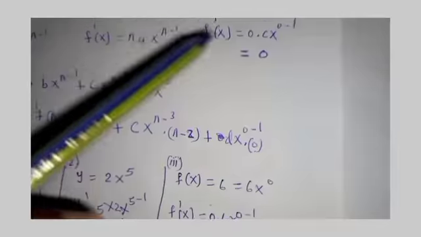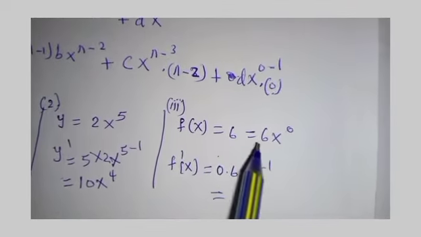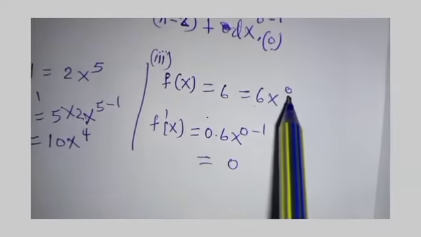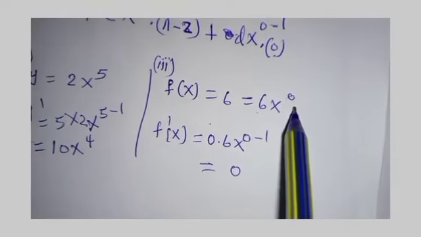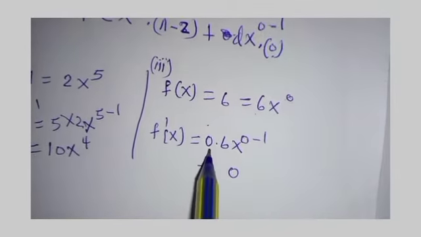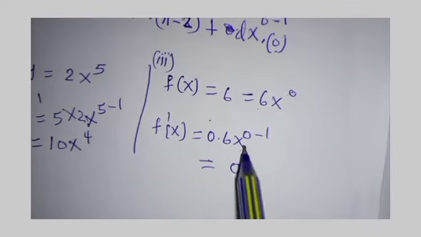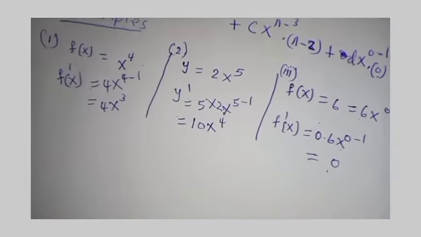Example 3. Now we have function of x is equal to 6. This can be written as 6 multiplied by x power 0, because any number power 0 is 1. So using the power rule, you just drop the 0 in front of x, you multiply, you reduce the index by 1. So any number times 0 is 0. So that is how you do the derivative in an easier way.